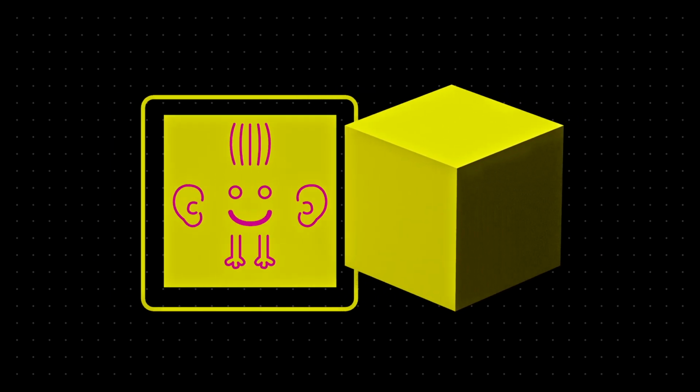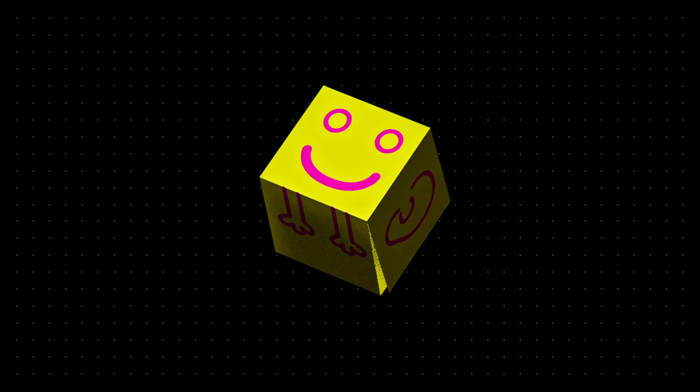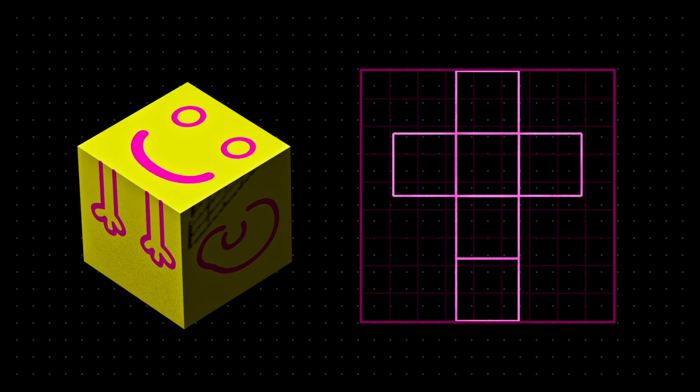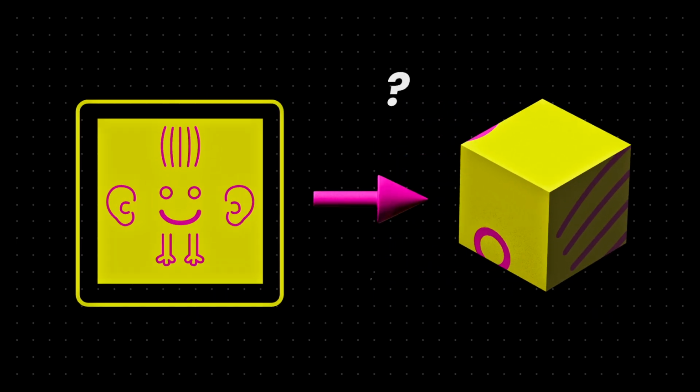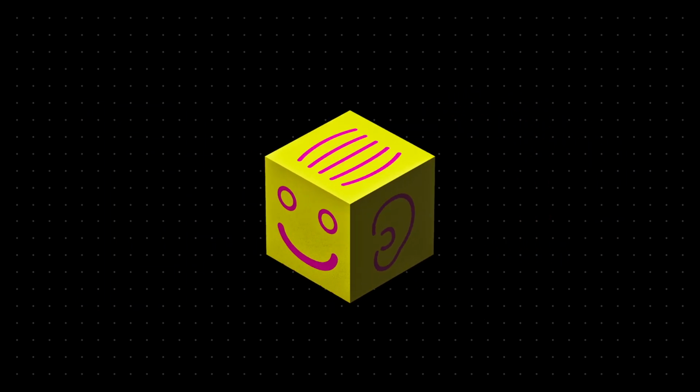Here's a cube. Let's add a smiley face texture to it. That doesn't look right. Well, that's because the program has no idea how to wrap the 2D texture around our 3D cube. We need a UV map. But what's a UV map? Well, the 3D program doesn't automatically know where to place a texture on your model, and a UV map is a guide that tells it how.